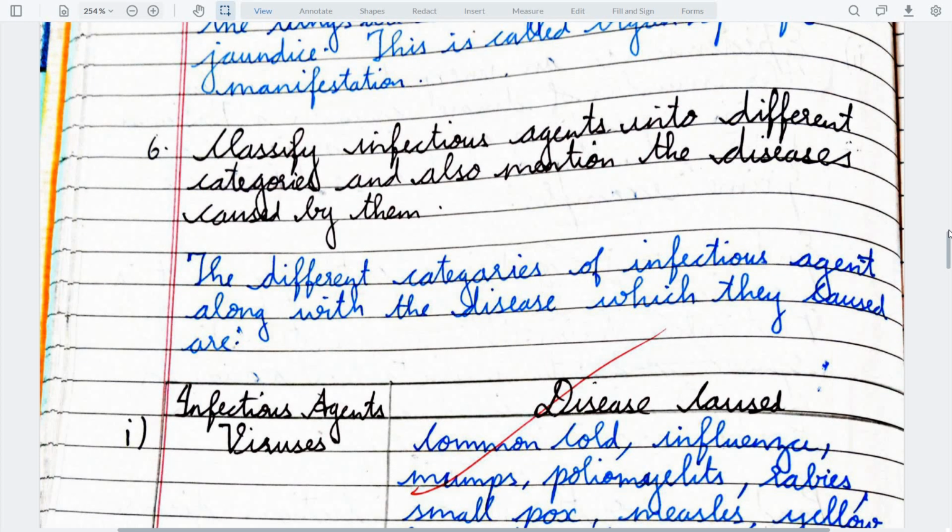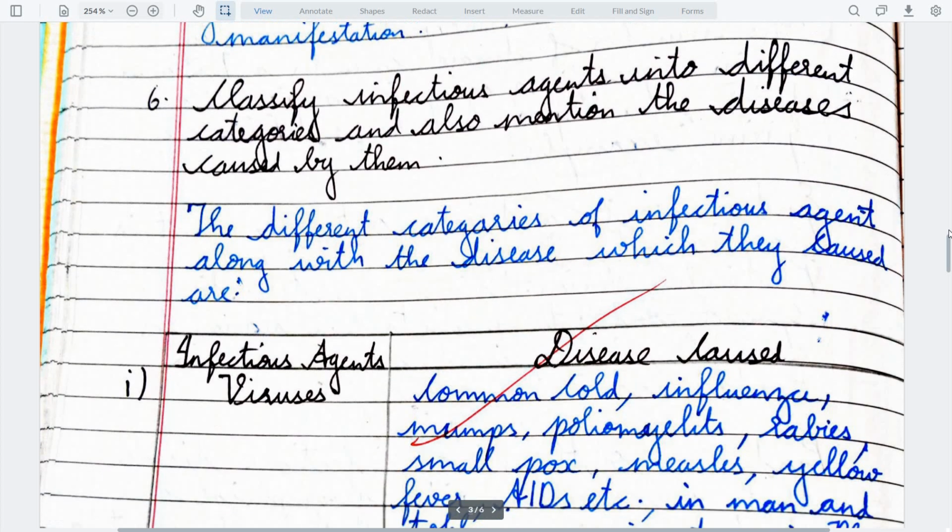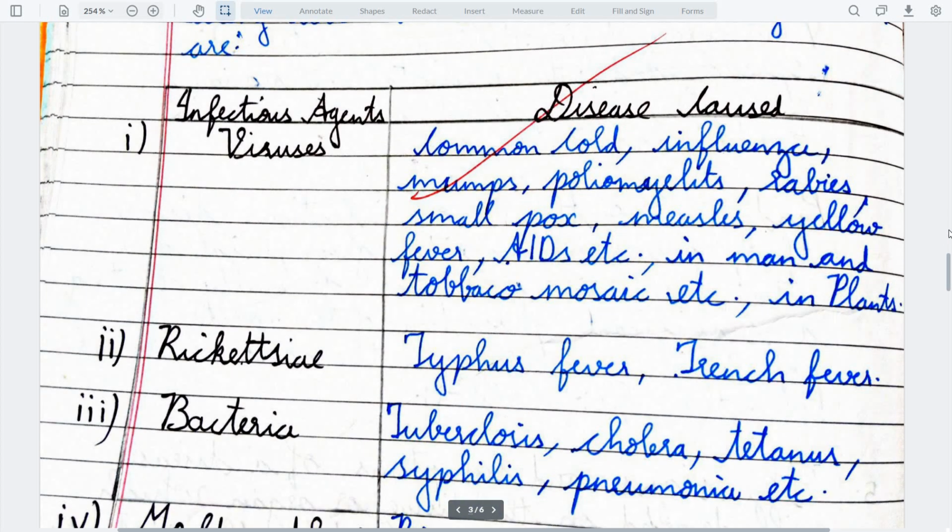Classify infectious agents into different categories and mention the diseases caused by them. The different categories of infectious agents along with the diseases they cause are: Viruses: common cold, influenza, mumps, poliomyelitis, rabies, smallpox, measles, yellow fever, AIDS, etc. in man, and tobacco mosaic, etc. in plants.